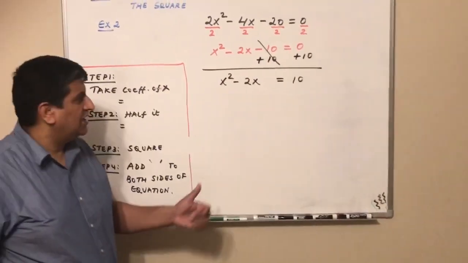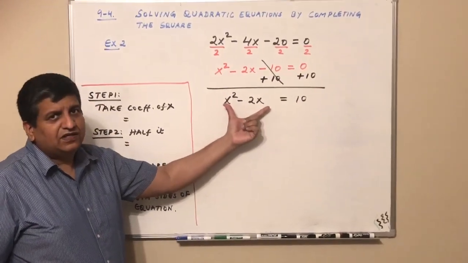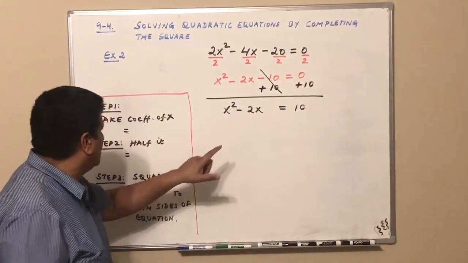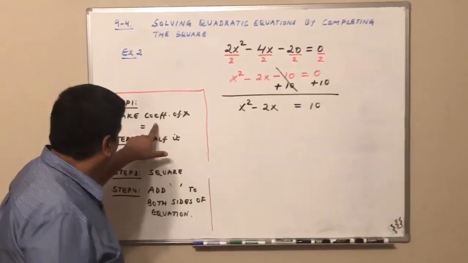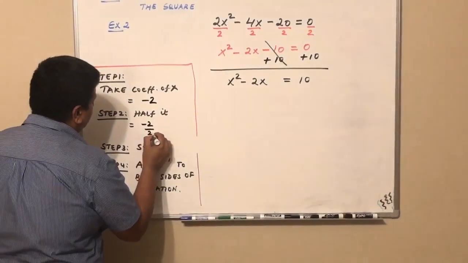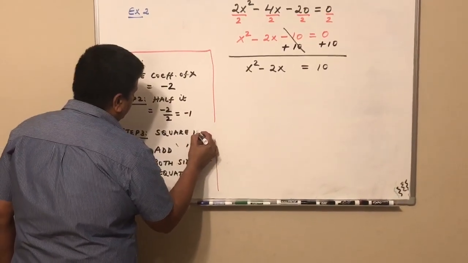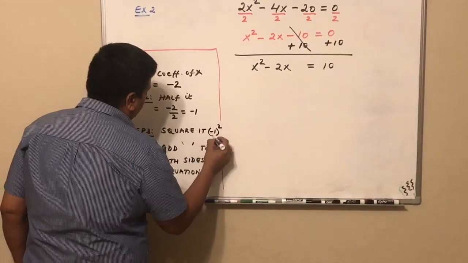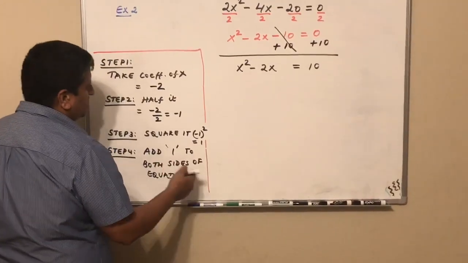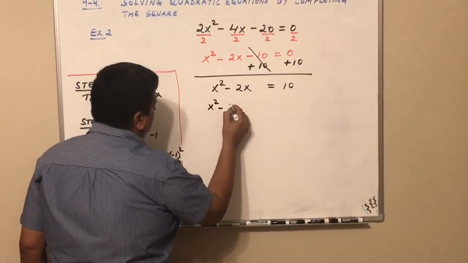As I told you last time, the next step is that this left hand side, we're going to make it a perfect square trinomial. And these are the steps. We're going to take this coefficient of x, which is negative 2, half it, and then square it. Negative 1 times negative 1 is positive 1, and then add this 1 to both sides of the equation. So let me add 1 to both sides of the equation.